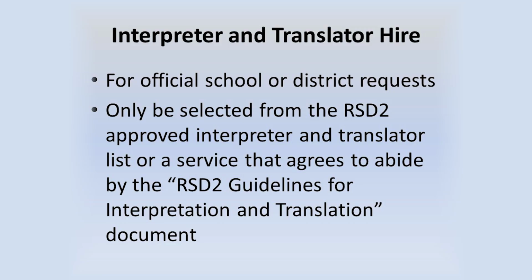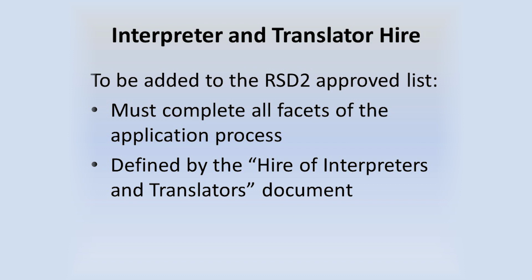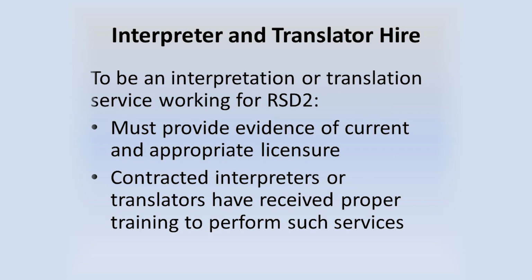Interpreters and translators hired for official school or district requests should only be selected from Richland 2's approved interpreter and translator list, which includes our 2 Hispanic family liaisons, or from an interpretation or translation service that agrees to abide by our guidelines for interpretation and translation document. To be an interpretation or translation service working for Richland 2, the service must provide evidence of current and appropriate licensure and that their contracted interpreters or translators have received proper training to perform such services.